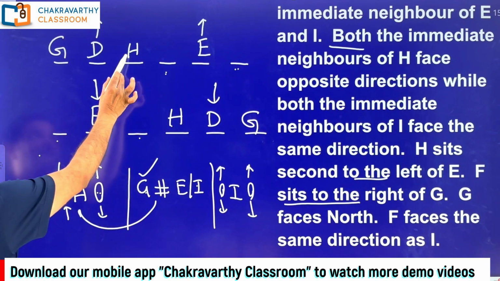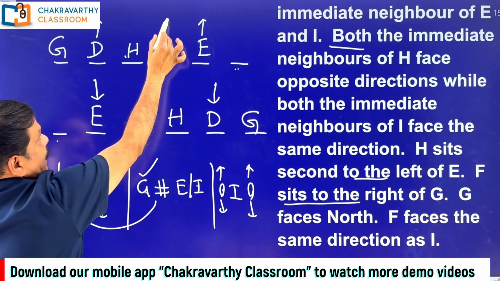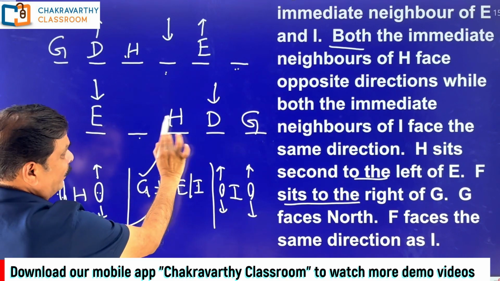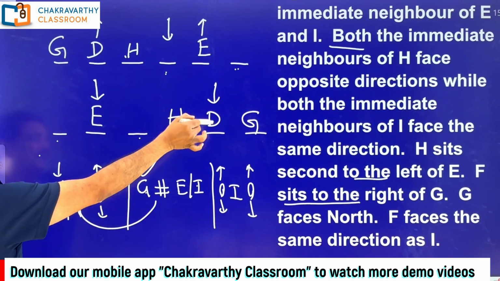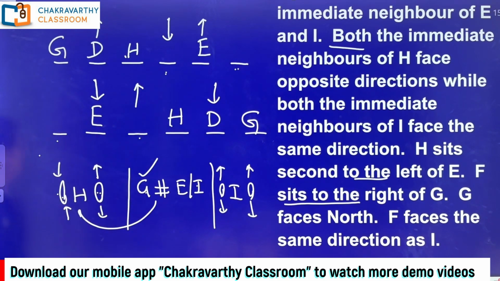That means here one of the neighbors of H is D, facing north. That means the other neighbor should face south, whoever it may be. Even here also, one of the immediate neighbors of H, D, is facing south, so this neighbor should face north.